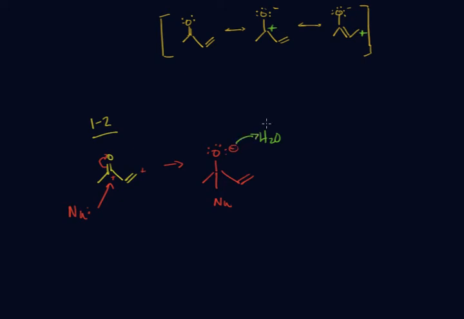water comes along, and the alkoxide ion, this oxygen with the negative charge, abstracts a hydrogen, and you end up with a product that we're pretty familiar with by now. It's the same method that Grignard reagents have used, and even organolithiums, and so that's the 1,2 addition.